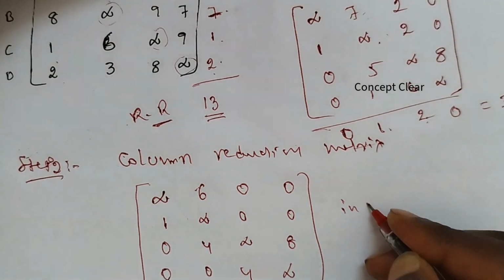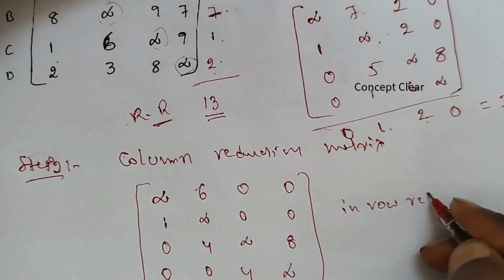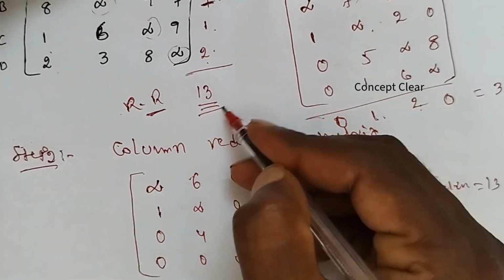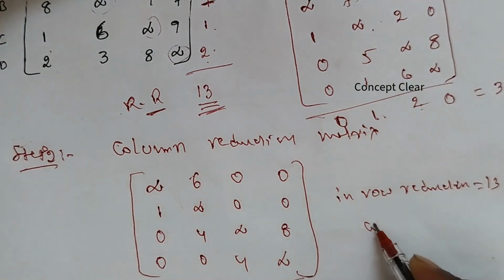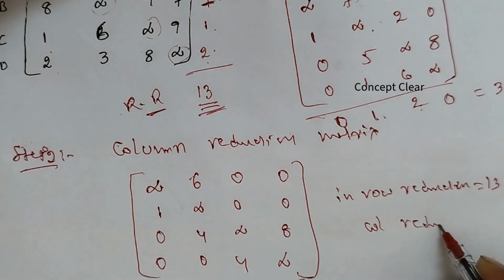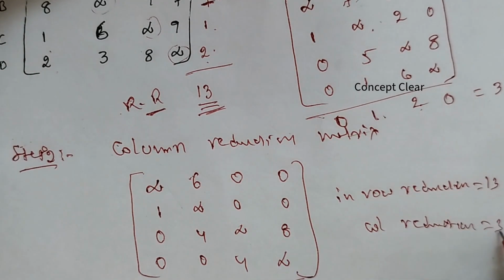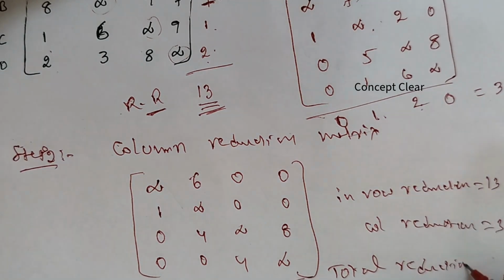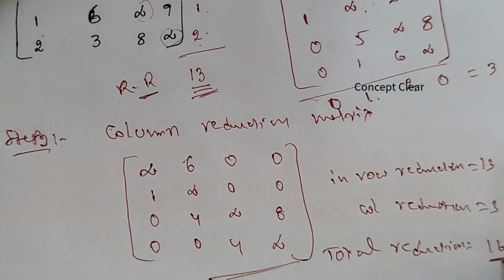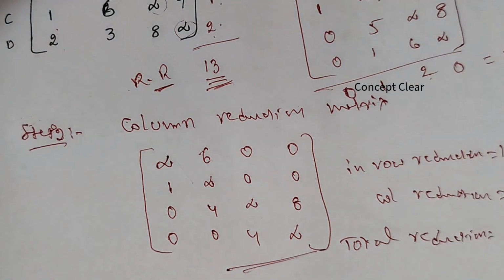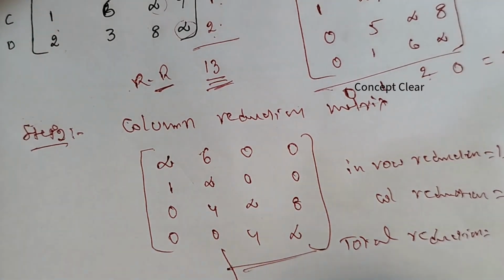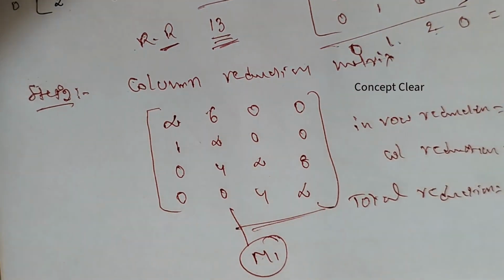So, row reduction equals what value? 13. And column reduction equals what value? Column reduction equals 3. So what is the total reduction we have? Total reduction is 16. Let's consider this matrix as M1.